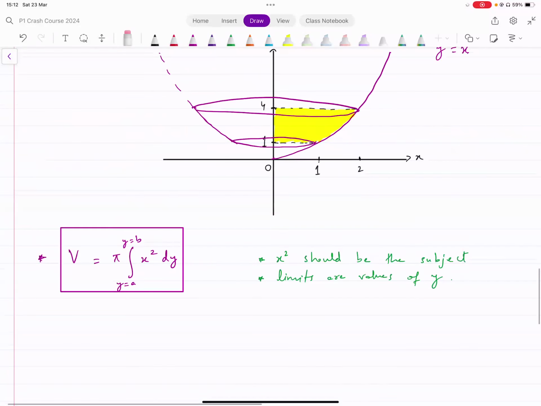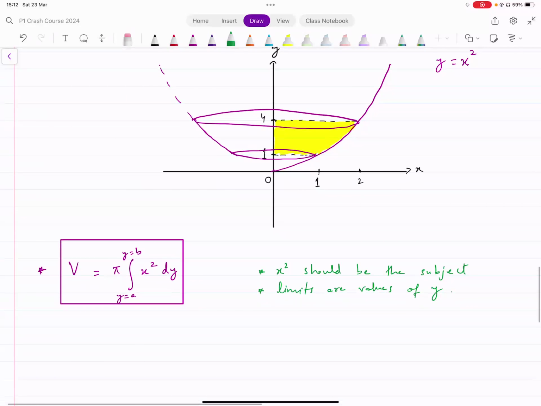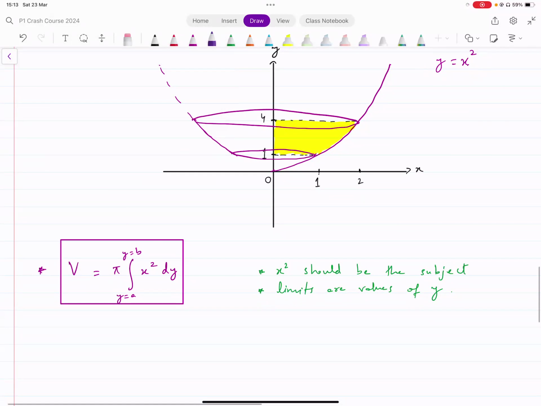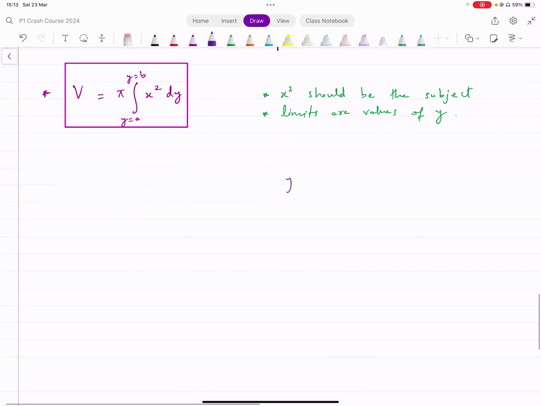That's what the volume of revolution formula looks like for the y-axis. Okay. Now, how do you find this volume then? In this case, you knew that y equals x squared. Let me write that down here. The function is y equals x squared. Now, what do you want to do? You want x squared the subject. In this case, that's not very complicated because it just becomes x squared equals y, right?